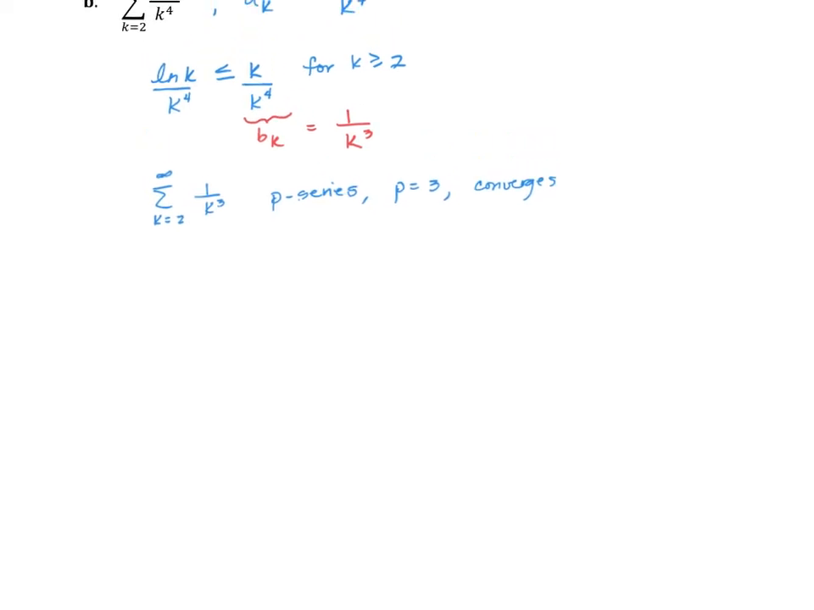So I've already shown that my a sub k is less than or equal to b sub k, and I know that b sub k converges because it's a convergent p series. I'm done. By the first criteria, my given series, natural log of k over k to the fourth, has to converge by the comparison test.